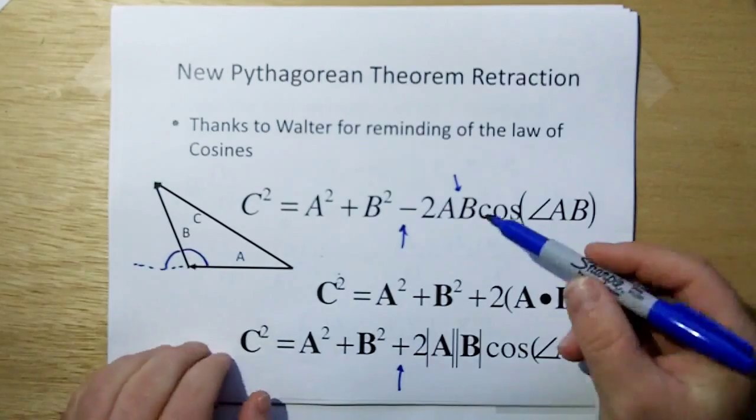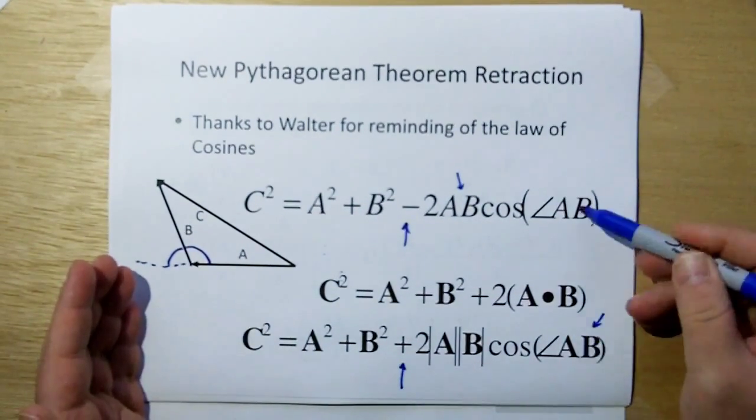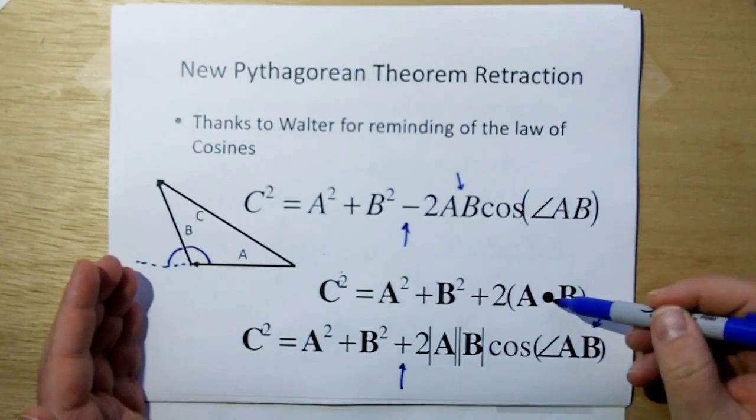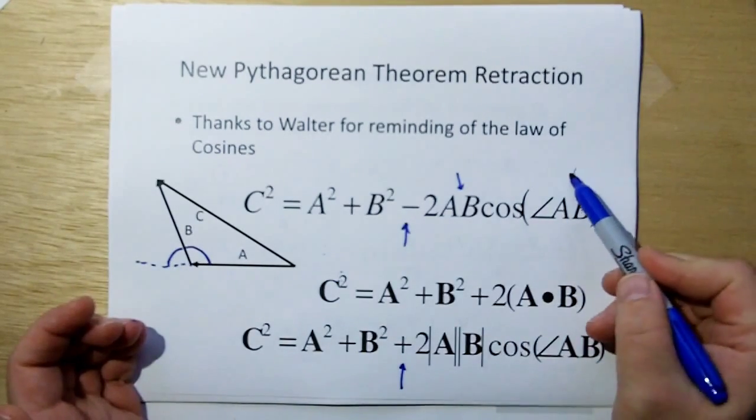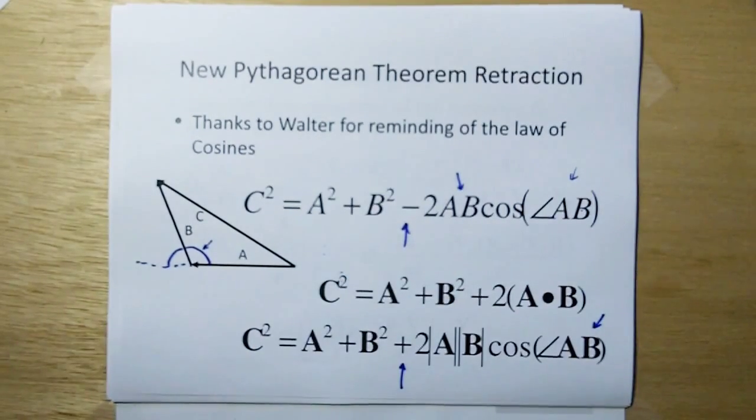So this is the same equation. It's just where you define this angle AB from. And the dot product defines it here. And the way the derivations on Wikipedia for the law of cosines work, it's this angle on this side.